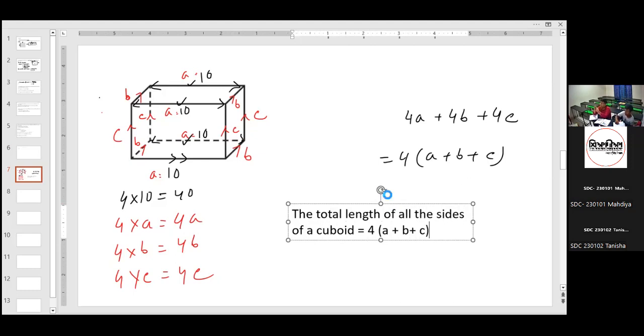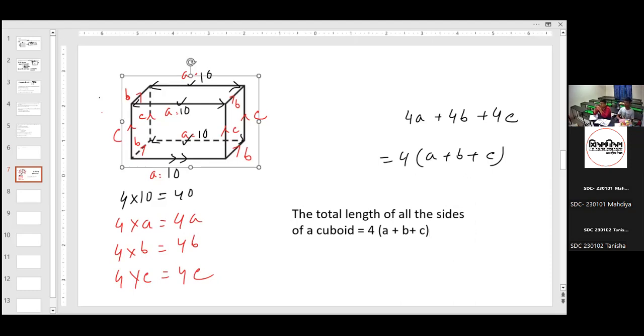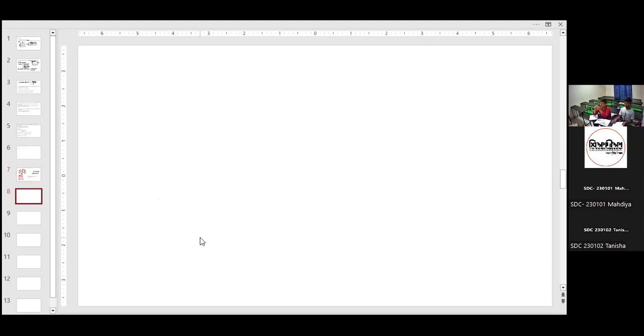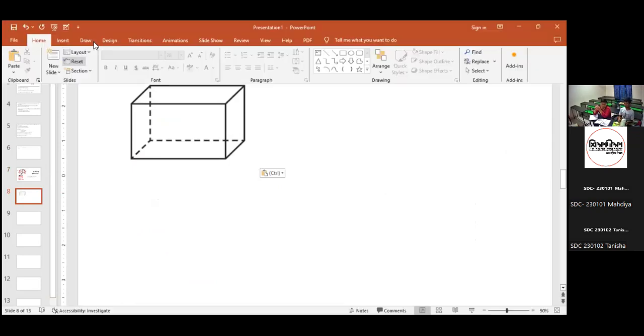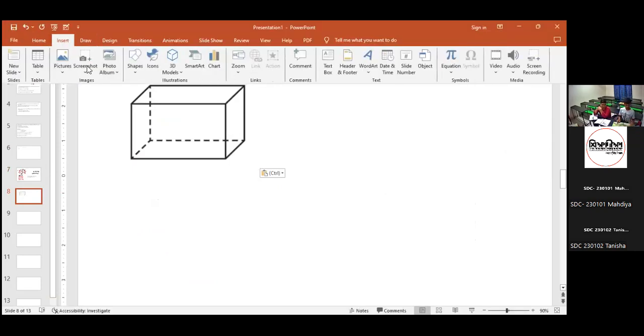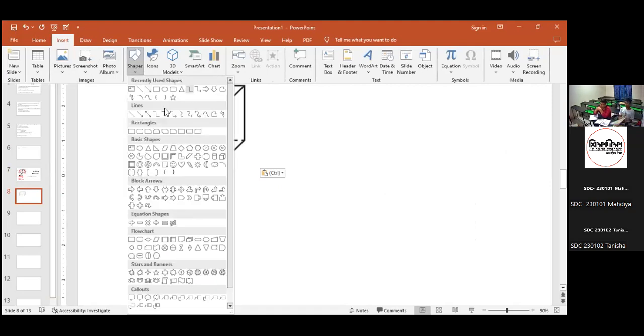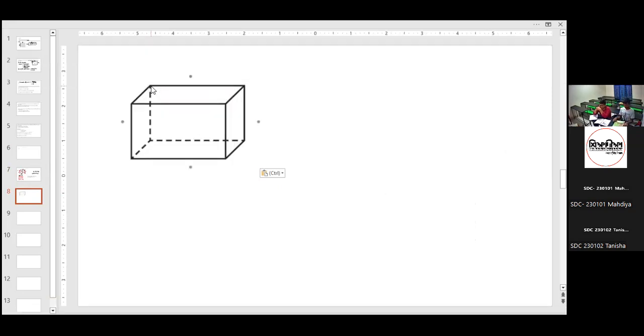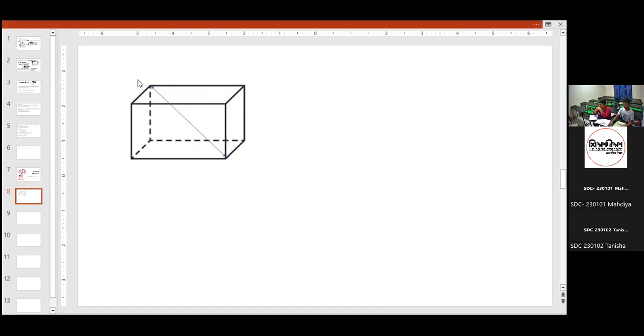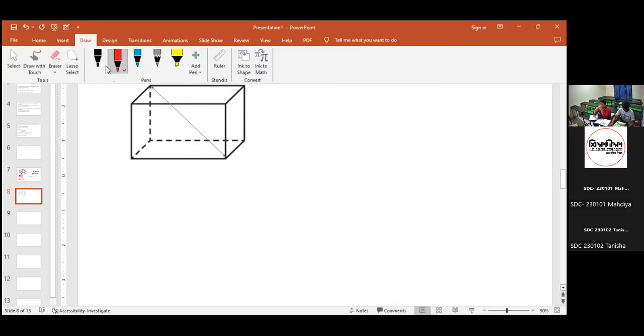I hope you will be able to learn the remaining topics. Another thing is important actually: the diagonals of the cuboid. Not the diagonal of the surface, the diagonal of the cuboid.